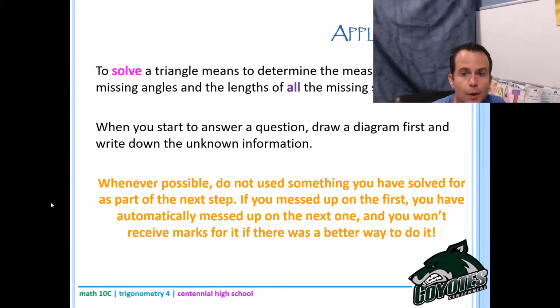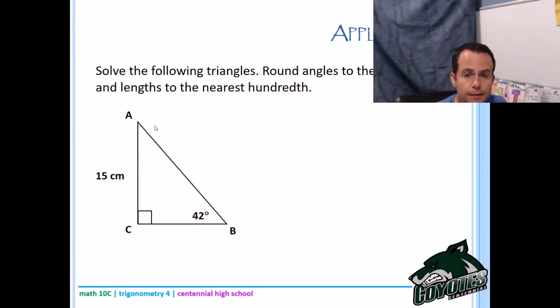When you start to answer a question, always draw a diagram first and write down the unknown information. Whenever possible, do not use something that you have solved for as part of the next step. I talked about that a couple of lessons ago. If you messed up on the first part, you have automatically messed up on the next one, and you won't be able to receive marks for it if there had been a better way to do it. So just be careful of that.